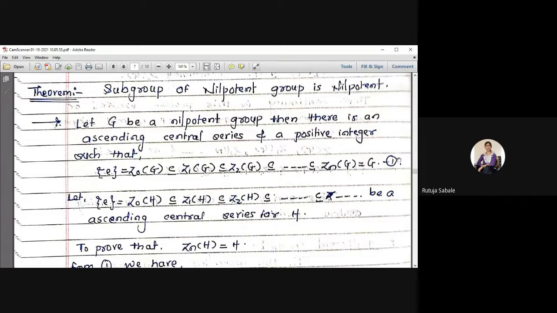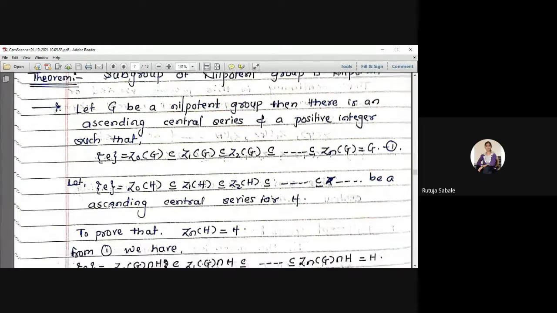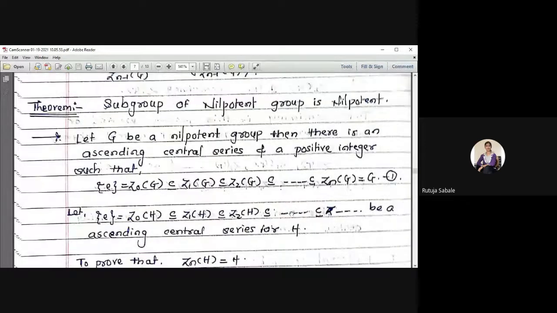Okay, so we have to prove that singleton E is equal to Z naught of H, which is contained in Z1 of H, and so on, be the ascending central series for H. We assumed that this is the ascending central series for H, where H is the subgroup of nilpotent group G.